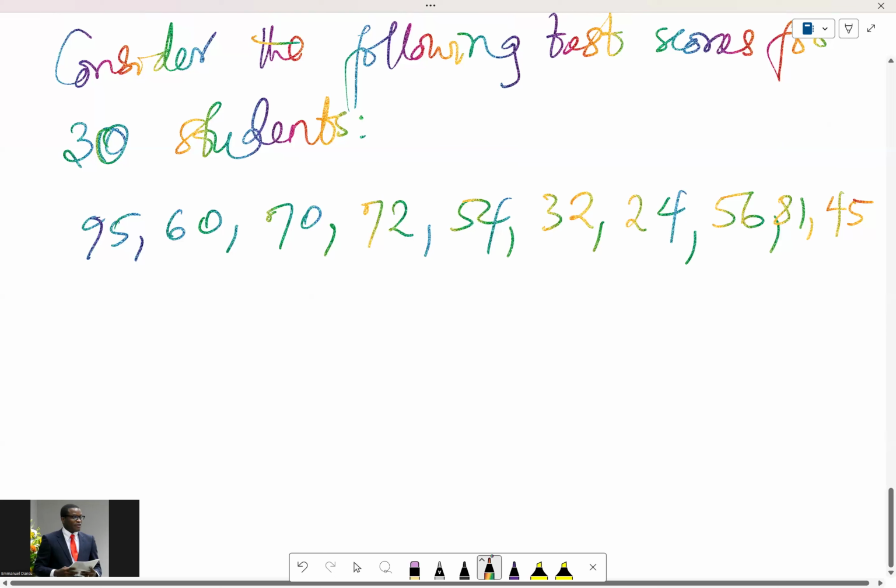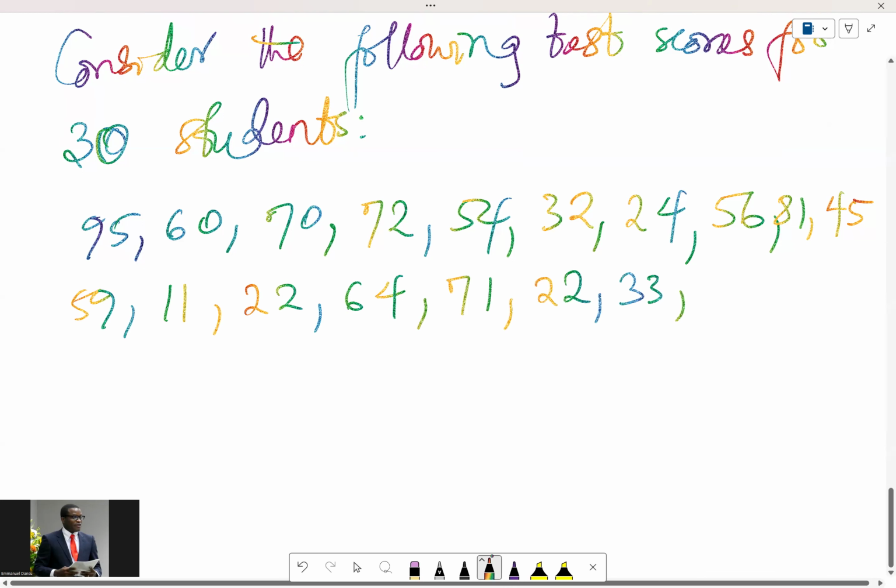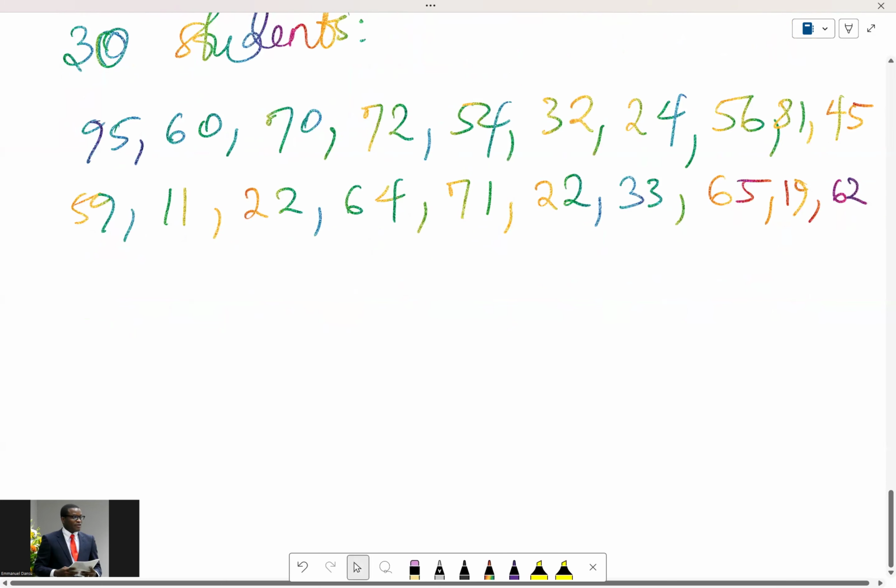So let's say next you have 59. You have 11. You have 22. You have 64. You have 71, you have 22, you have 33, you have say anything, 65, you have 19, you have 62. Okay, that's 10 in this row. One row to go.